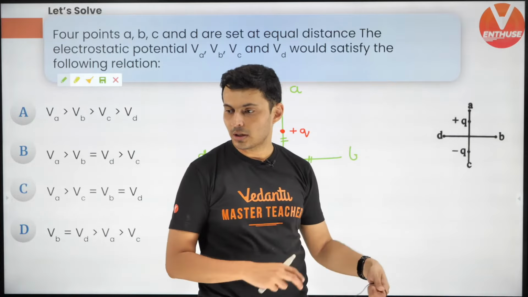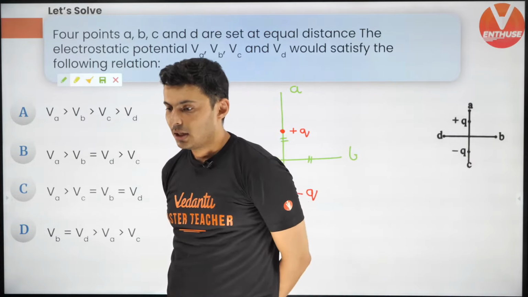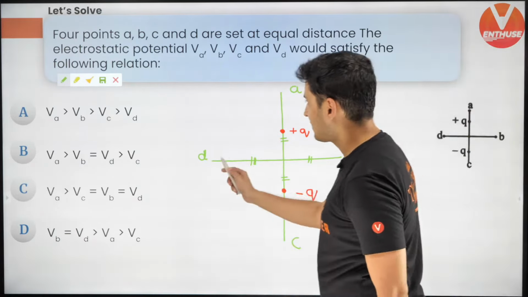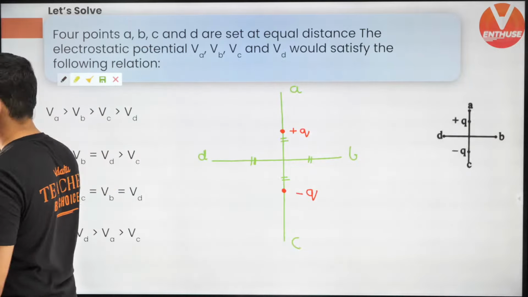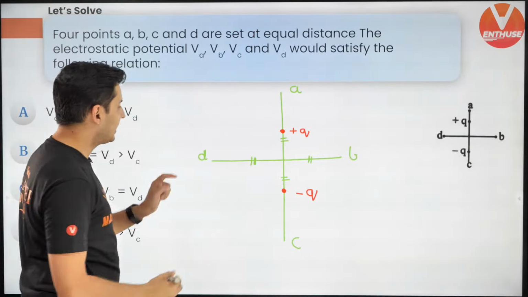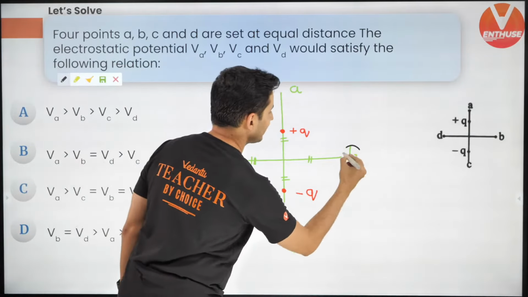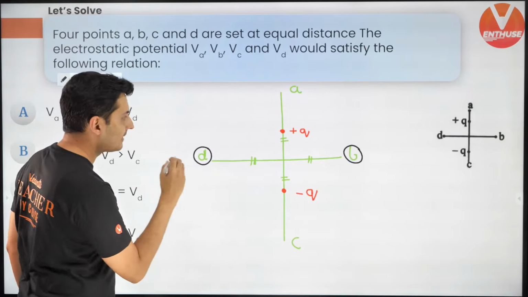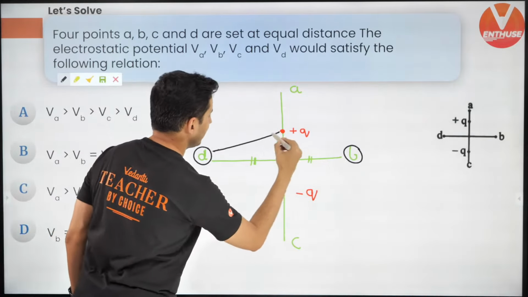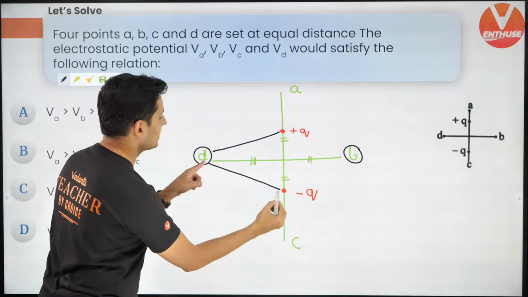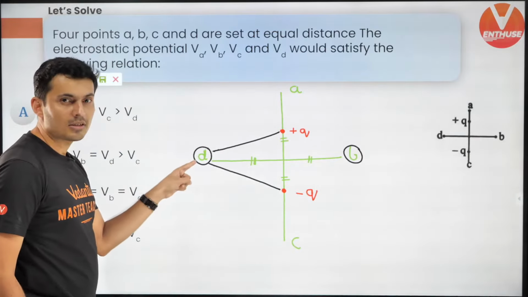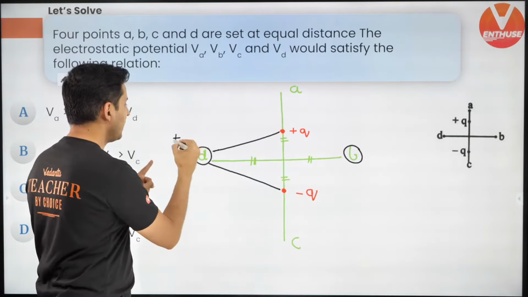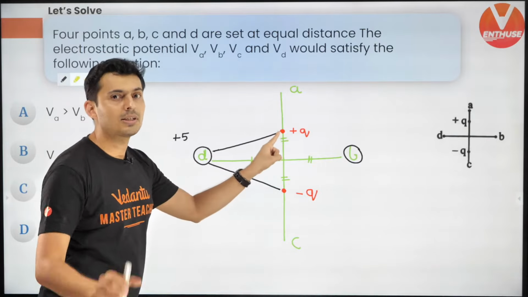Come on, think. Some of you are saying B. I don't know. Well, let's figure it out. Guys, first of all, look at this. If you are at this point or this point, at D or at B, what I see very easily is that this point is at the same distance from the negative charge as that of the positive charge. So because of the positive charge, if it gets, for example, plus 5 volts because of the positive charge, for example.